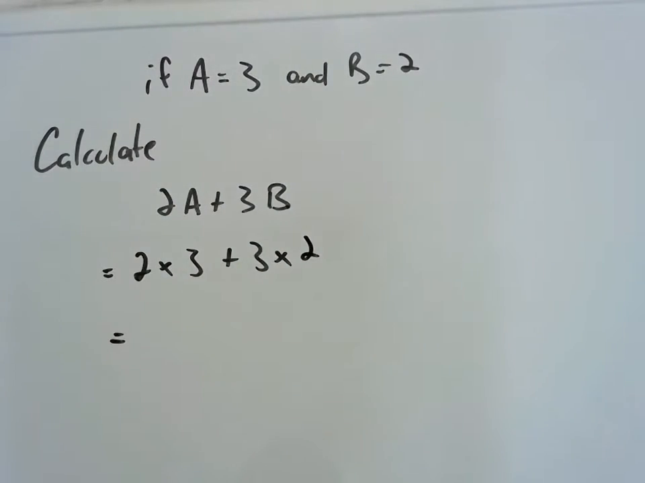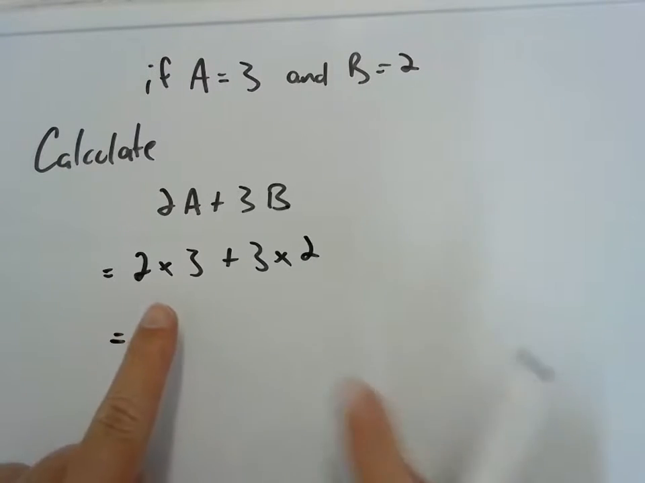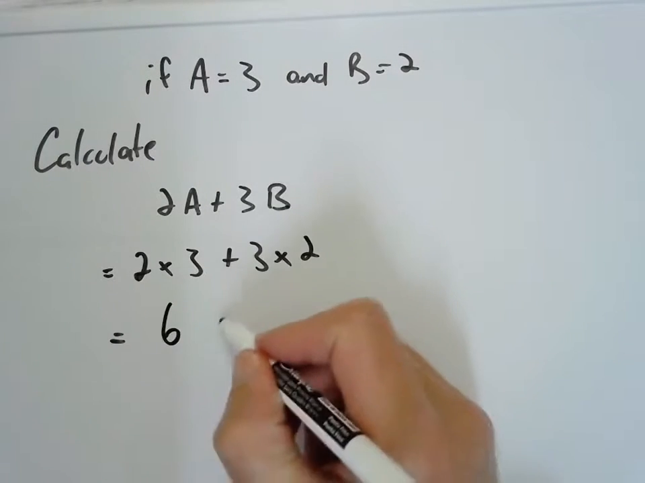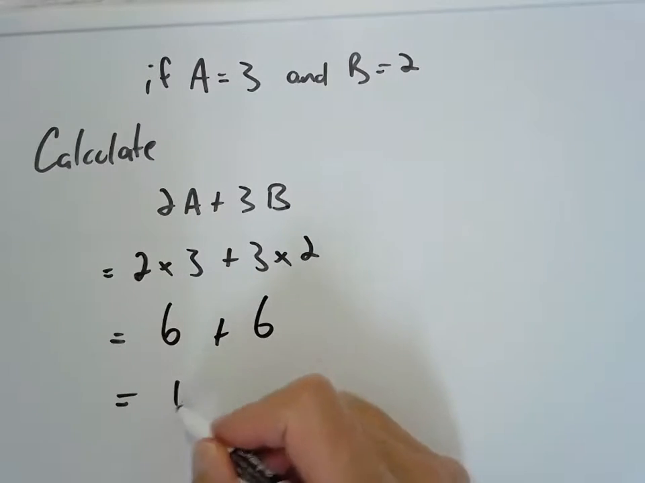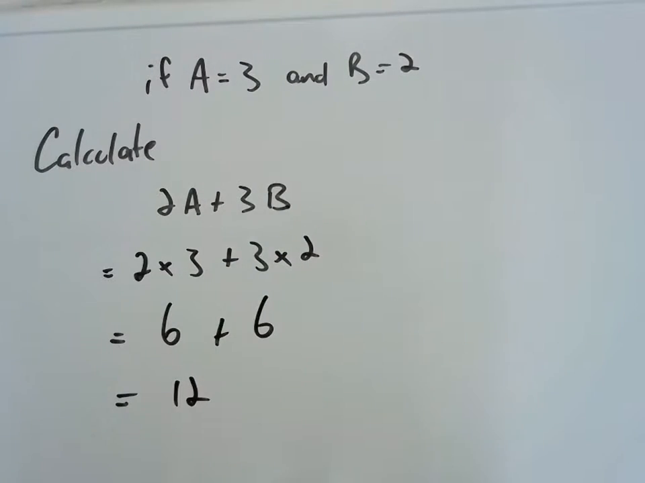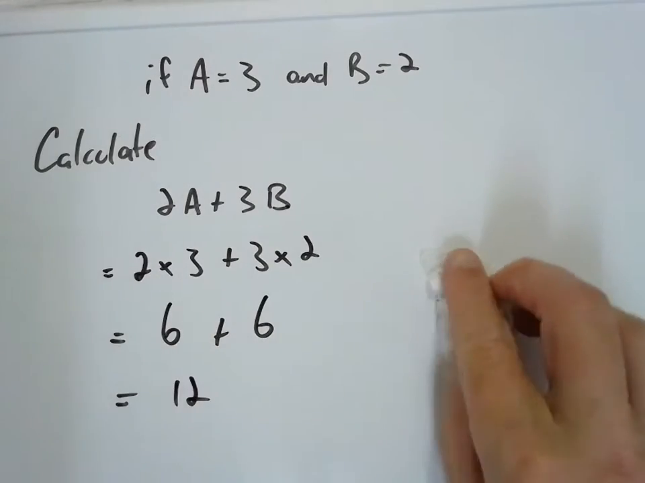Then it's just an integer sum. We're going to do our times first. 2 3s are 6, 3 2s are 6, 6 and 6 is 12. Nice and basic. We are just substituting those values in.